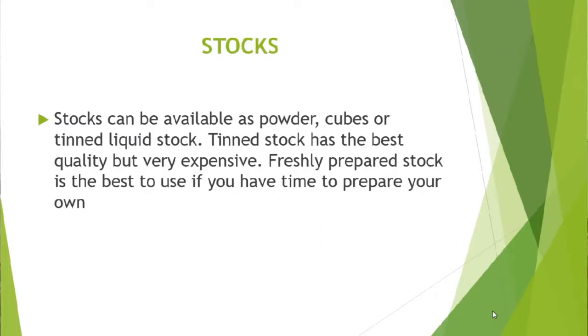Then the stock can be available as powder. It can be available as cubes as well as tinned liquid. The tinned liquid stock has the best quality, but it is very expensive. Freshly prepared stock is the best to use if you have time to prepare your own. So the stock comes in different forms. It can be powder, it can be cubes, or the tinned liquid stock.